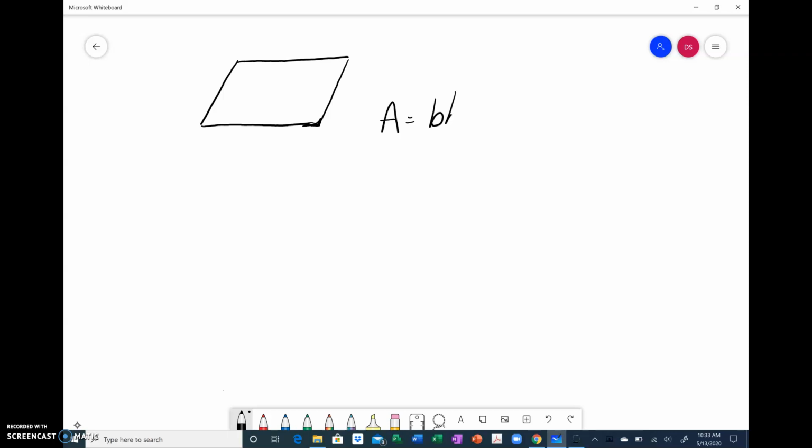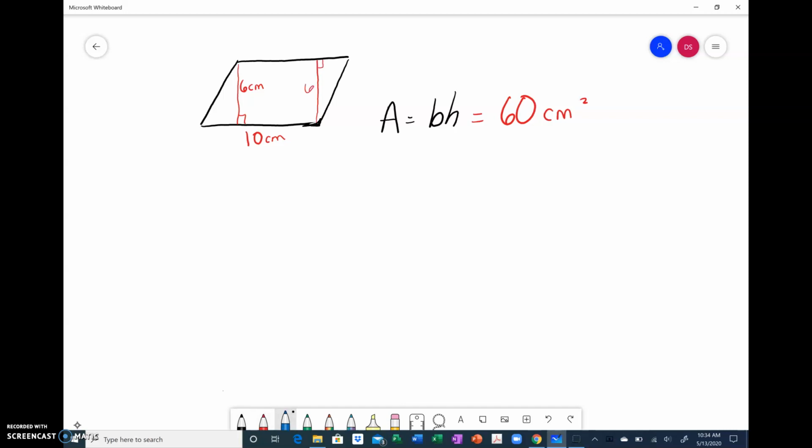base times height. Okay? So if I make the base of this parallelogram 10 centimeters, and I make its height 6 centimeters, then you would know that the area is 60 centimeters squared. Okay. I'm going to put one more height thing on here because I'm going to show you something.